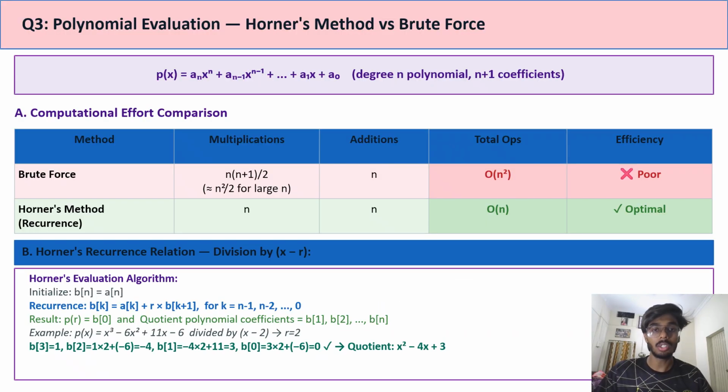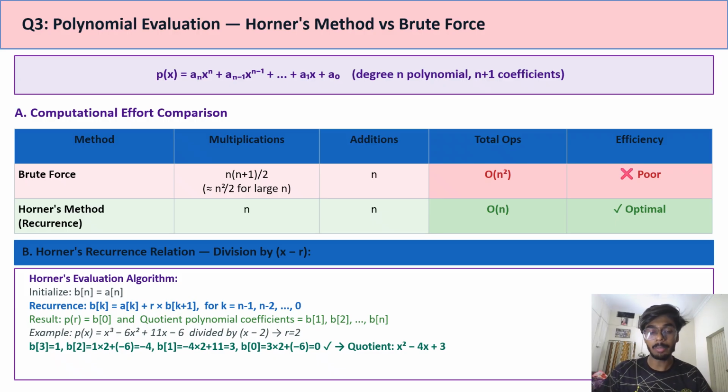Then we have the third question. We are given P(x) equals a_n x to the power n plus a_(n-1) x to the power n minus 1, up to a1 x plus a0. This is a polynomial of degree n with n plus 1 coefficients. We have to evaluate this using the brute force method or Horner's method. We have two different methods and two different approaches. First we will take the brute force method.